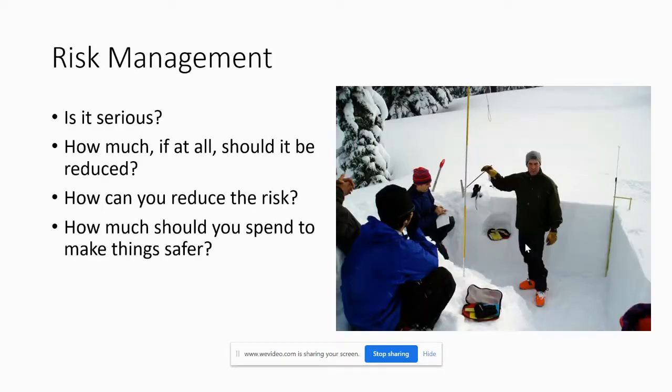Risk management is one of the underlying things of this course. Here's someone digging an avalanche pit to reduce risk danger. When we talk about risk management, there's the questions. Imagine a nagging adult saying, is it serious? Can you reduce the risk? How much should you reduce the risk? How could you? And how much are you willing to spend to make things safer?